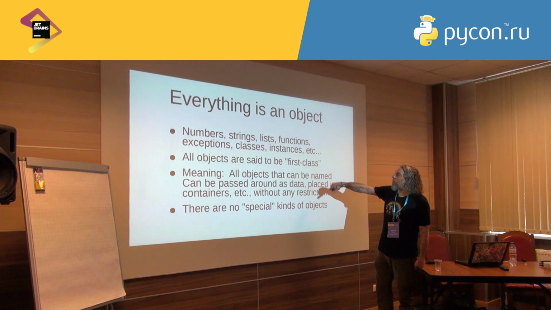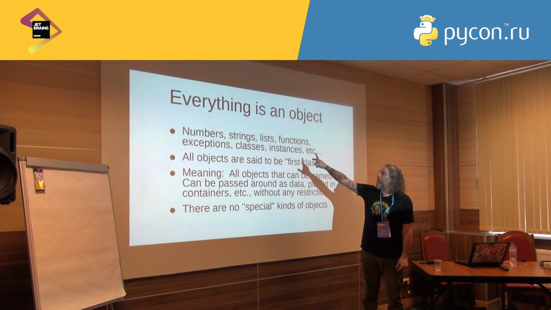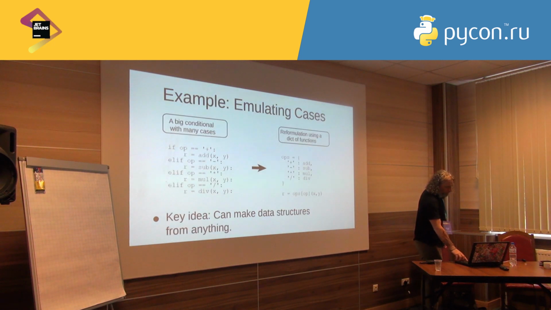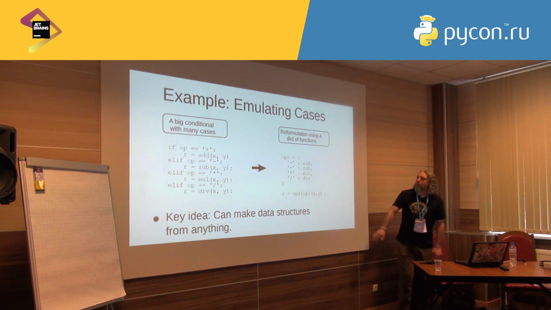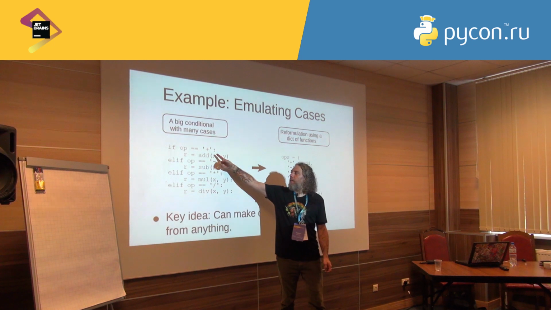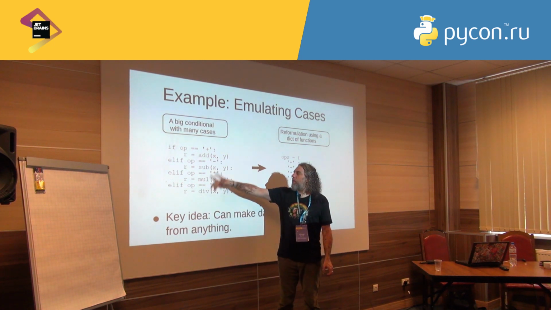Okay, so everything is an object. All objects are first class. So there are no special kinds of objects in Python. And here's a lovely trick that, again, you're possibly familiar with. This is as close as Python has to a case statement, case and switch.